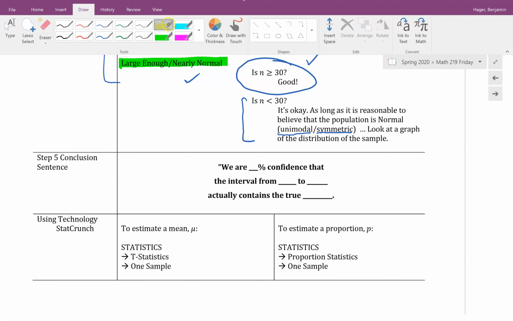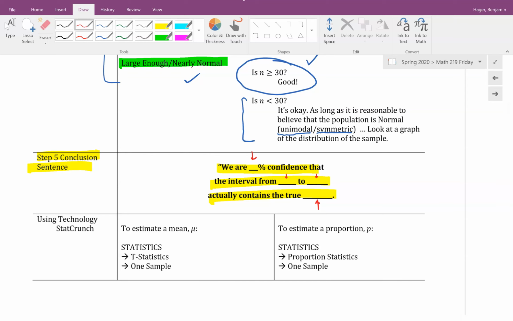The conclusion statement, the last step, is to write up your findings. You can always just copy and paste this sentence and input the things you want. Input your level of confidence, input the lower and upper parts of your confidence interval, and then "contains the true mean" or true proportion, whatever it is you're looking for.